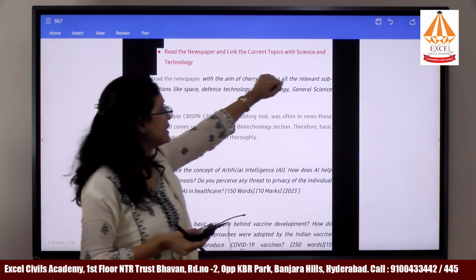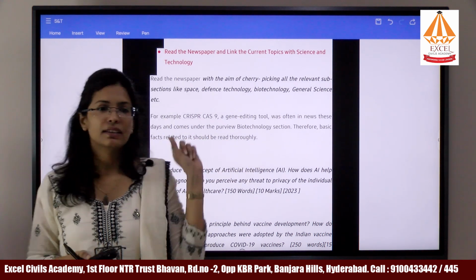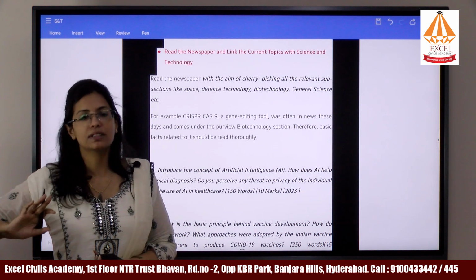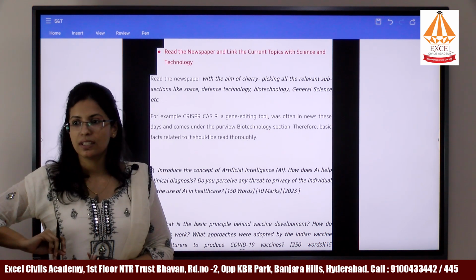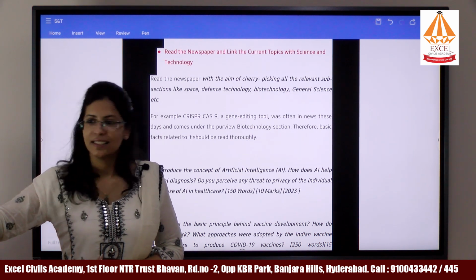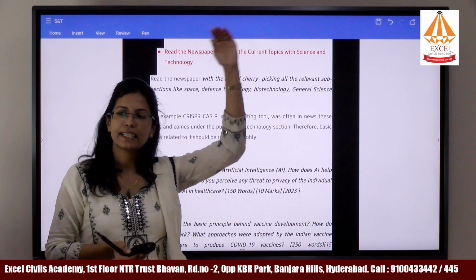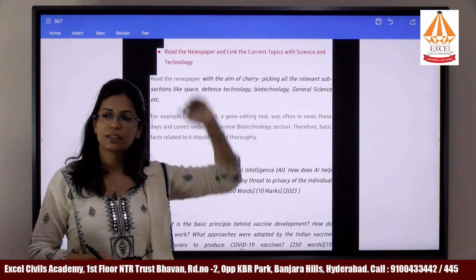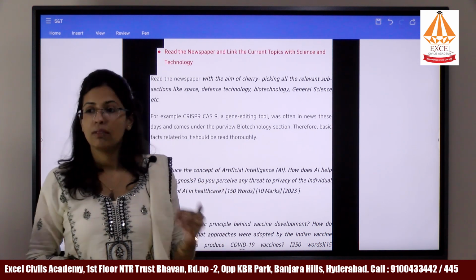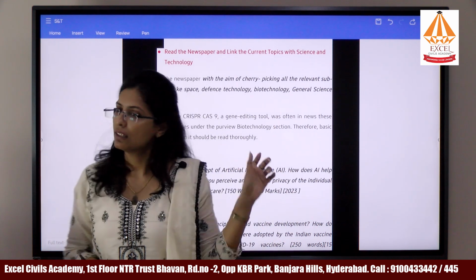Now again, read the newspaper and link the current topics with science and technology. Whatever is coming in current affairs, with respect to science and technology very few news items come into the picture. So your burden with respect to science and technology is less. In that also, you have to figure out whether it fits in your syllabus or your previous year paper parameter. If it's not fitting, you can skip it. But if it's related in some way, you should be very, very alert about it.